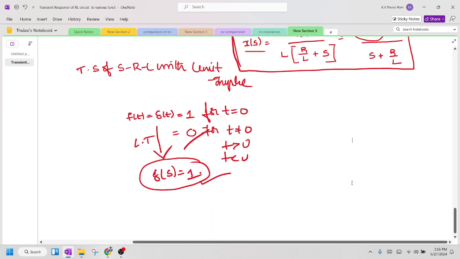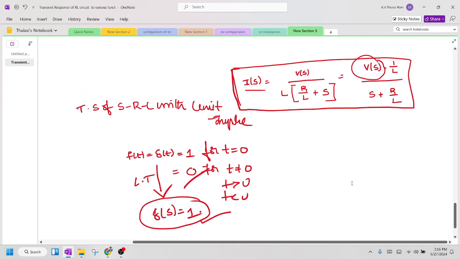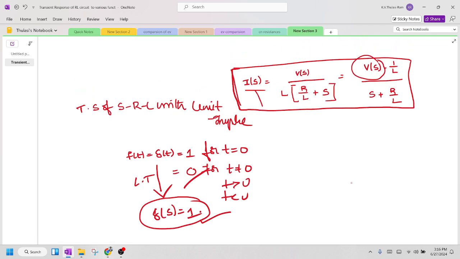So we have the two functions here, and now let us find the equation of I(s). The current I(s) is equal to the input, here delta(s), which is V(s), so it is 1 into 1 by L divided by s plus R by L. Here you can solve it directly. The I(s) is in the Laplace domain, and you can write I(t) equal to 1 into 1 by L.